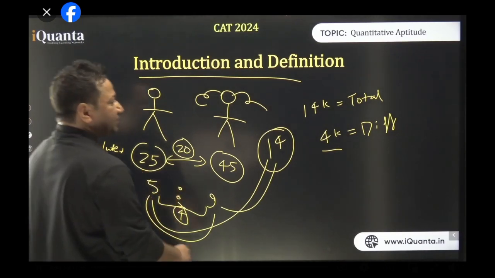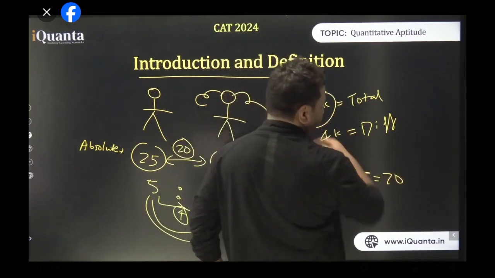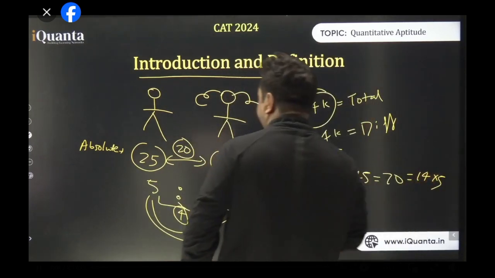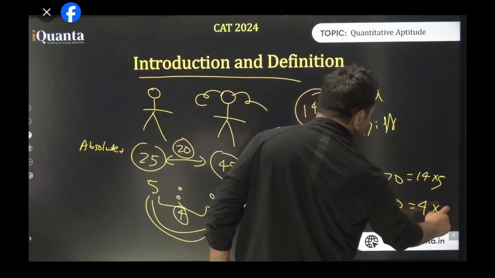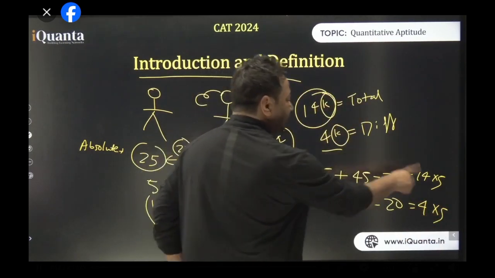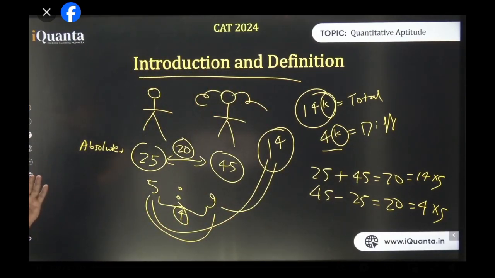The 25 plus 45 अगर करोगे, total number of chocolates will be 70. And 70 is nothing but a multiple of 14. Which multiple? Fifth multiple. And the difference, 45 minus 25 is 20. It's also a multiple of 4. Which multiple? Fifth multiple. So as you can see, k is common in both. It's a fifth multiple overall. It will always be the same multiple.